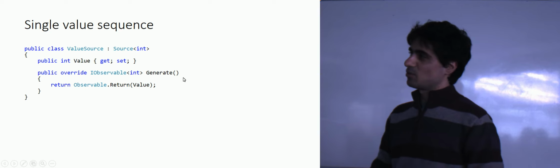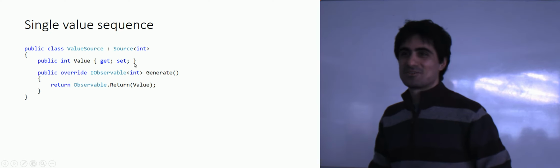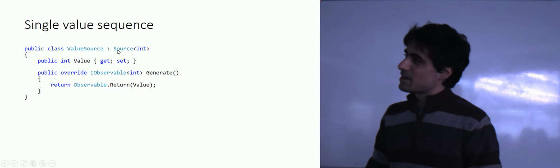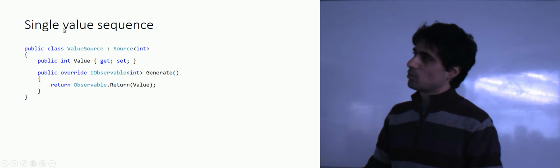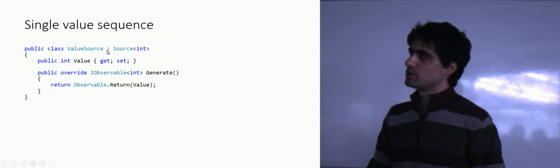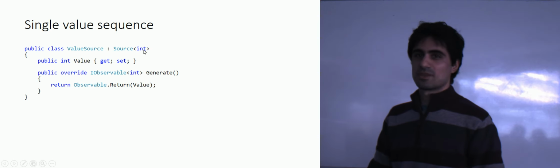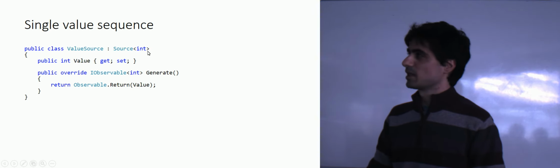And hence, that's why there's no difference. So really the only thing that matters is that Bonsai knows which function is an observable stream. And so here you see I have a class called ValueSource. This will be a sequence with only one value. You see it inherits from this Source class, so it says it's a source of int. But really this is just a convenience. There are ways that you wouldn't even need to inherit from this, and we will go into this later.